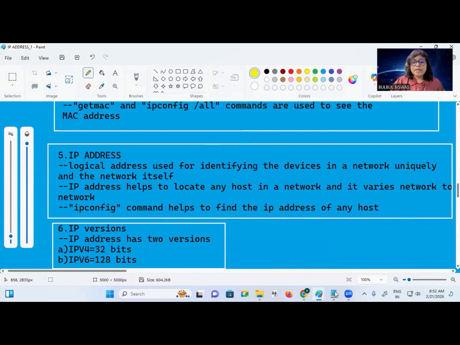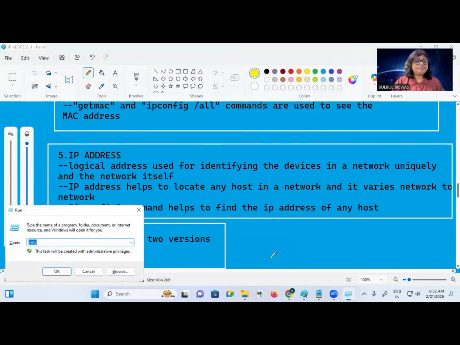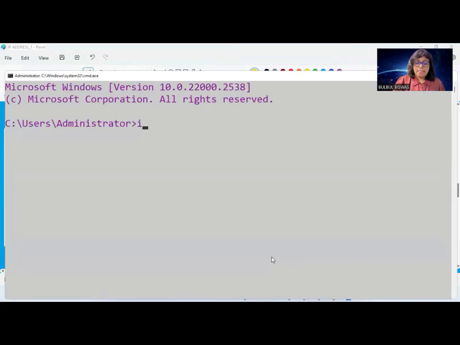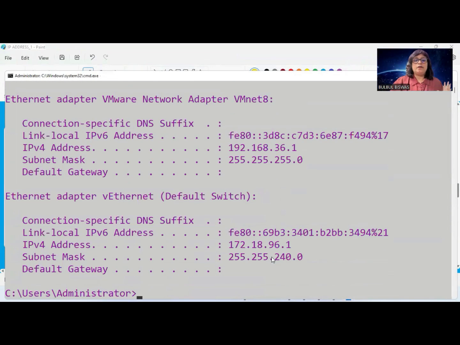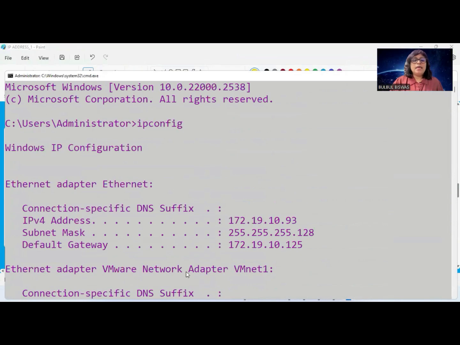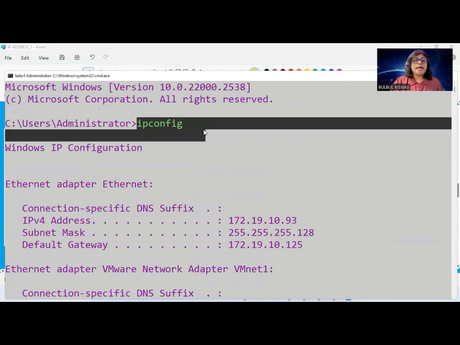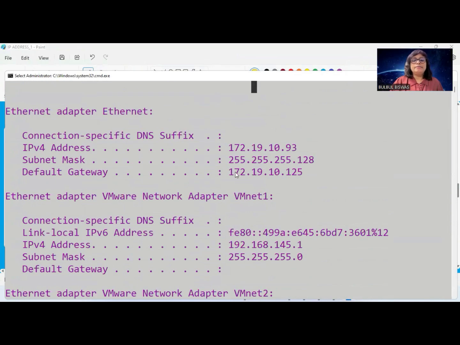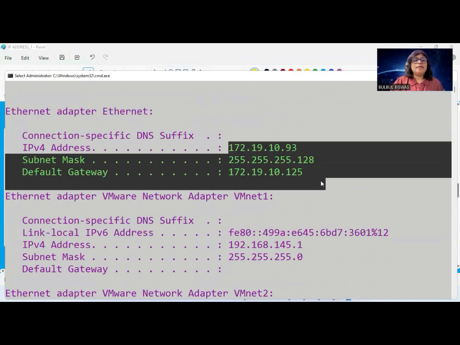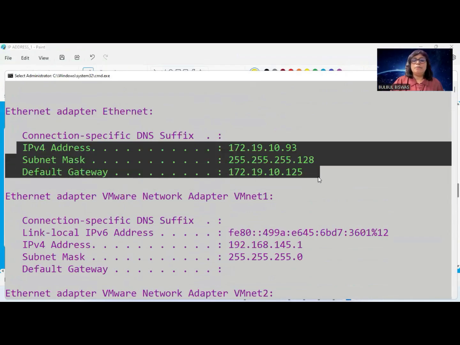And which command? I just showed you. It is the same command, ipconfig. If I run the command ipconfig, I get three basic pieces of information about my NIC. What are they? I get the IP address, the subnet mask, and the default gateway.